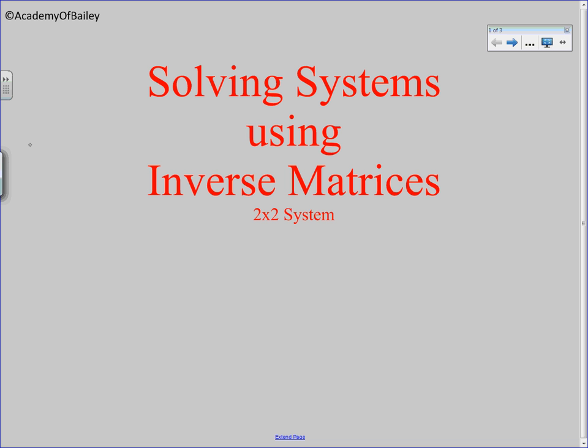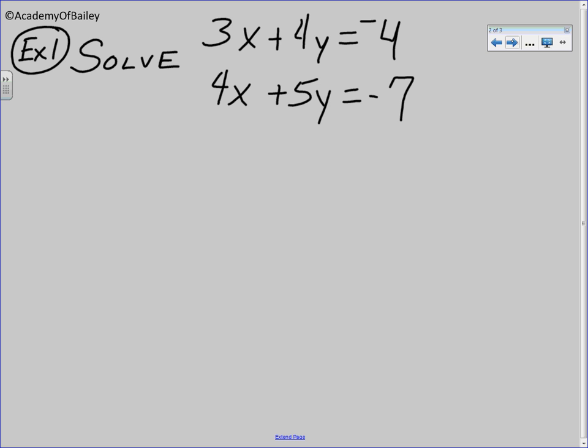Okay, in this video lesson, we're going to be solving systems of equations using inverse matrices. We're only doing a 2x2 system. We're going to make another video for a 3x3 system. But for this 2x2 system, here would be the example.